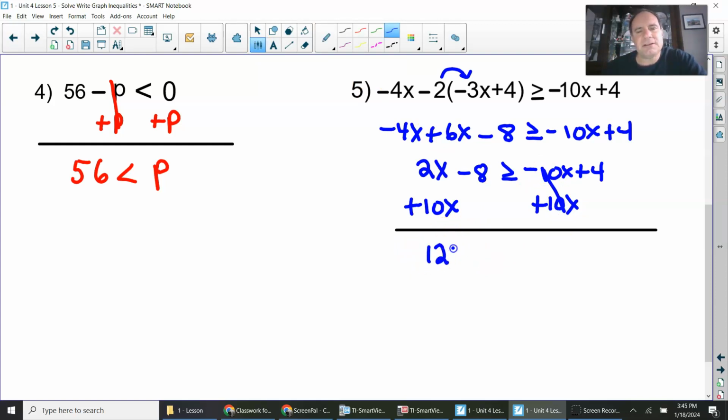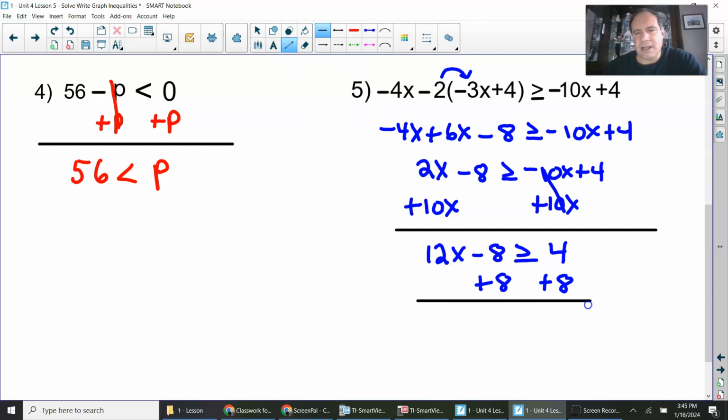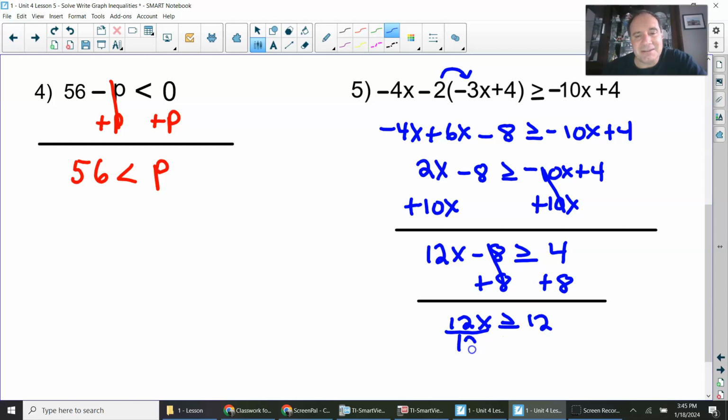You get 12x minus 8 is greater than or equal to 4. You add 8 to both sides. That's a 2-step equation now, and you just kind of keep rolling because you know what to do. And this is 12x is greater than or equal to 12. And then you divide by a positive. And that means you do not flip the inequality. It's x is greater than or equal to 1.